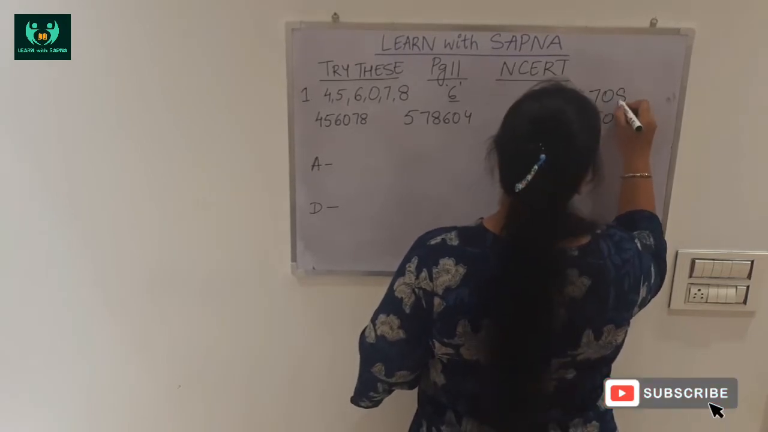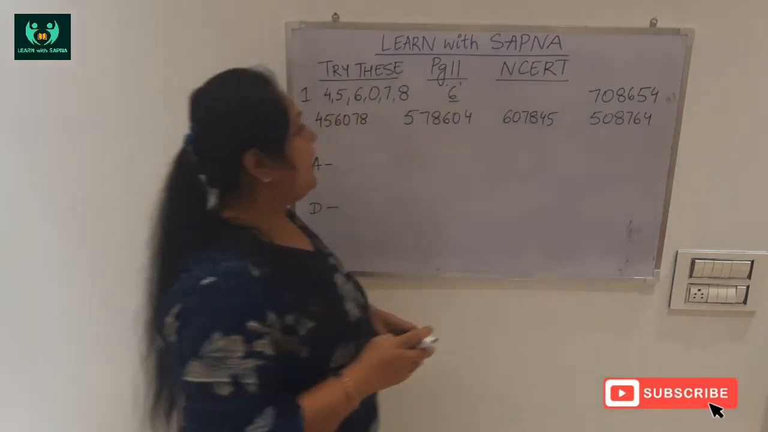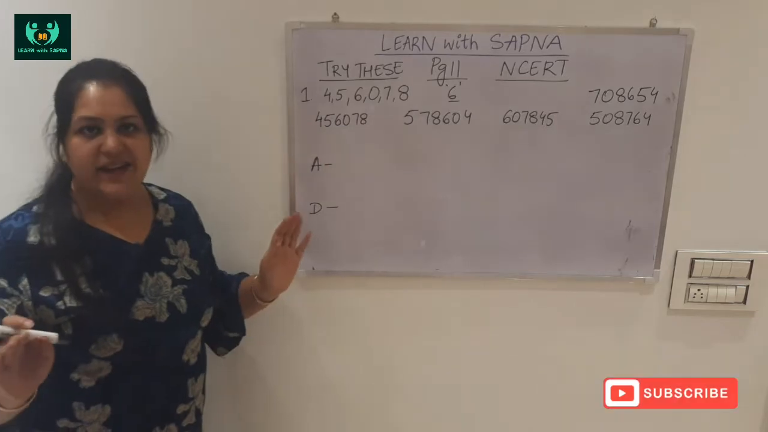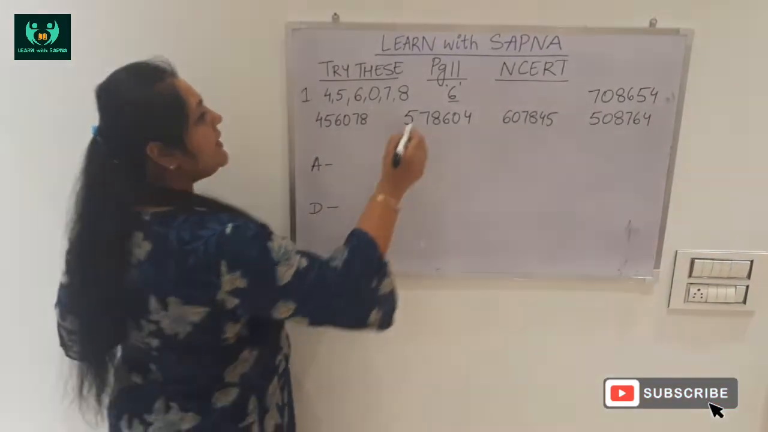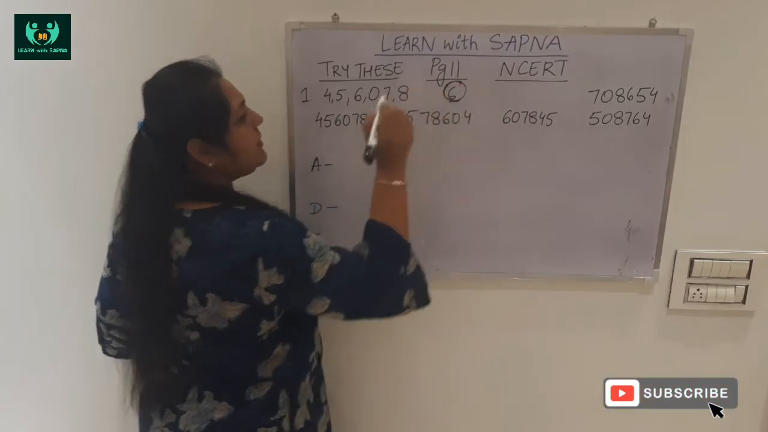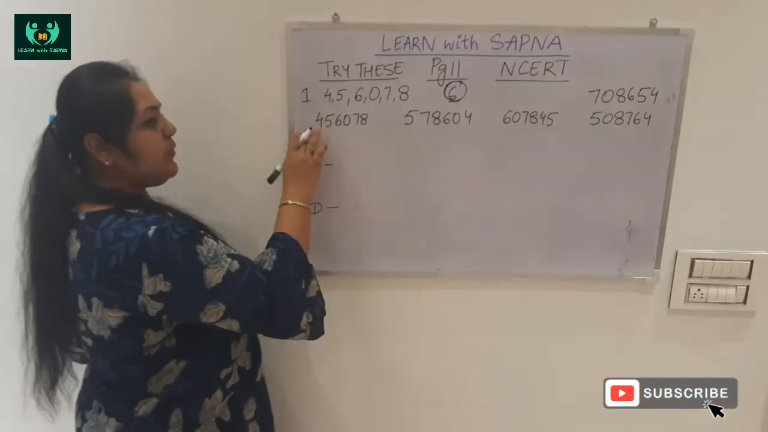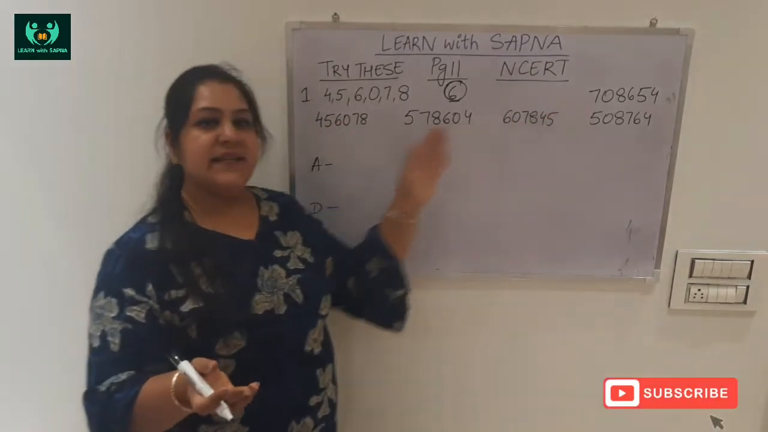7 0 8 6 5 4. Okay, so these are our 5 numbers that I have randomly selected. No particular order, no hard and fast rule. Only rule is we have to make a 6 digit number, so we cannot put 0 in the front, because if we put 0 in the front it will become a 5 digit number. So these are our 6 digit numbers.